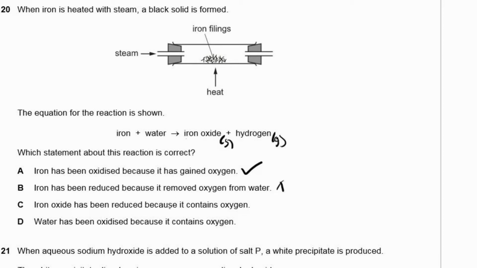Iron oxide has been reduced because it contains oxygen. No, when you're talking about what is being reduced and what is being oxidized, you always talk about the reactants, the stuff on the left-hand side. Okay. So it's not that. Water has been oxidized because it contains oxygen. Now, water contains oxygen, but when you talk about oxidation and reduction, you're talking about what is happening during the reaction, not what it's already like. Okay, so the answer there is A.